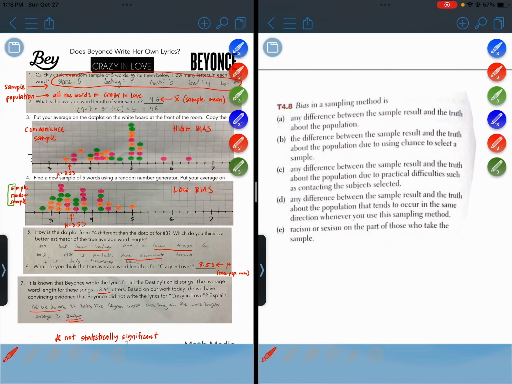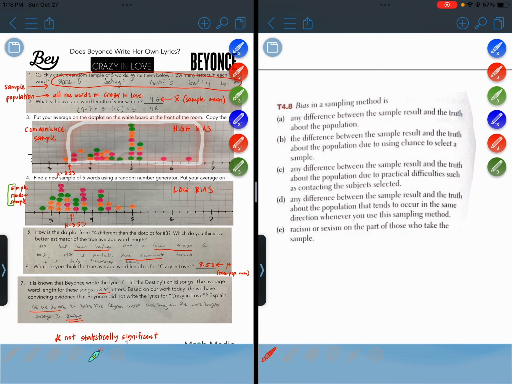T4.8. Bias in a sampling method is blank. All right, so our first introduction to bias came with the Beyonce activity where you were asked to pick 5 words and then find the average, and then we used a random number generator to pick 5 words and find the average. And what I want to highlight here is that when you pick the 5 words, the averages almost all tended to be too high, right?